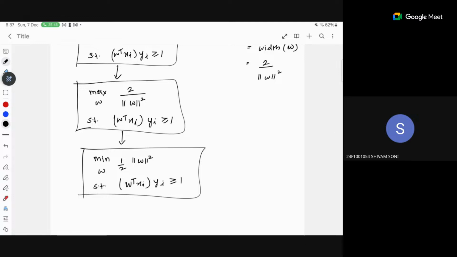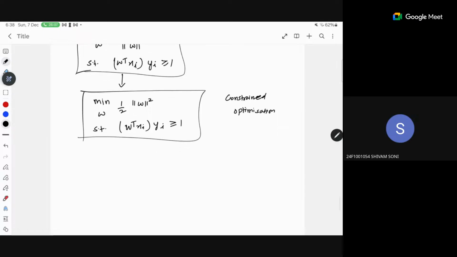Okay, sir, understood. Have you seen the Lagrange multiplier? So this is a constraint optimization problem, and how do we solve it? To solve this problem, I can use the Lagrange multiplier. And what does that Lagrange multiplier do, or how can we write this Lagrange function?